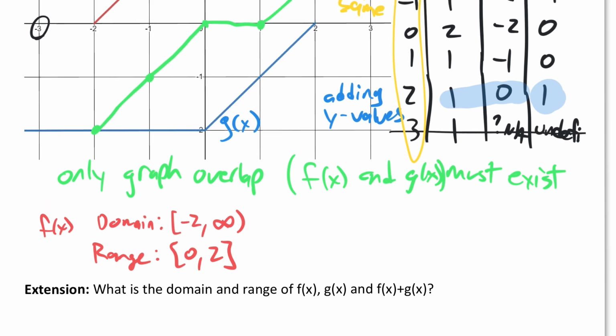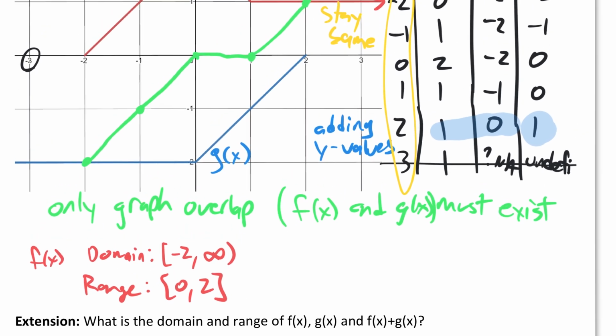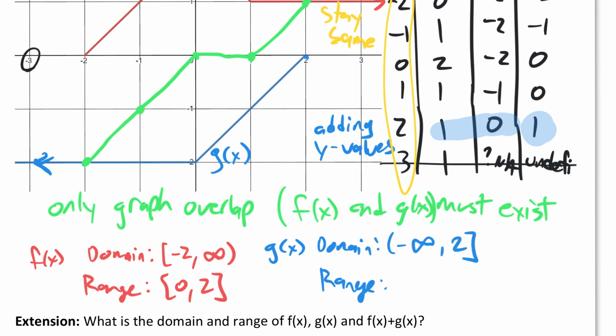All right, so let's look at the blue graph. Let's look at g(x). What would be the domain and range for g(x)? Well, again, assuming that there was an arrow on this side of the graph, it goes all the way to negative infinity, but then it stops at 2. And the range, it goes all the way down to negative 2. That's the lowest value, and 0 would be the highest value.